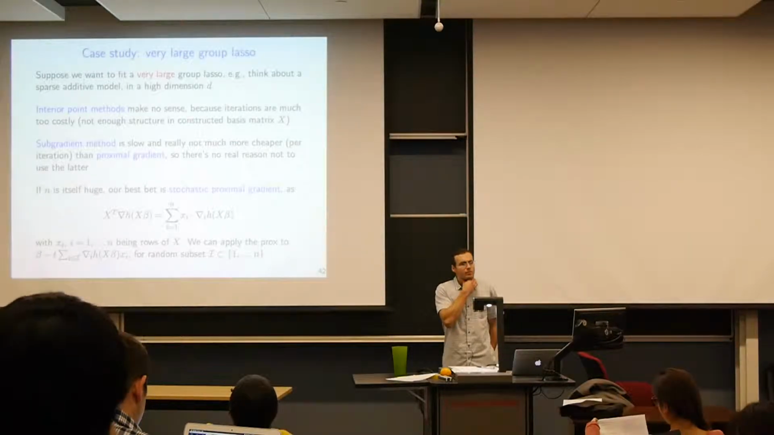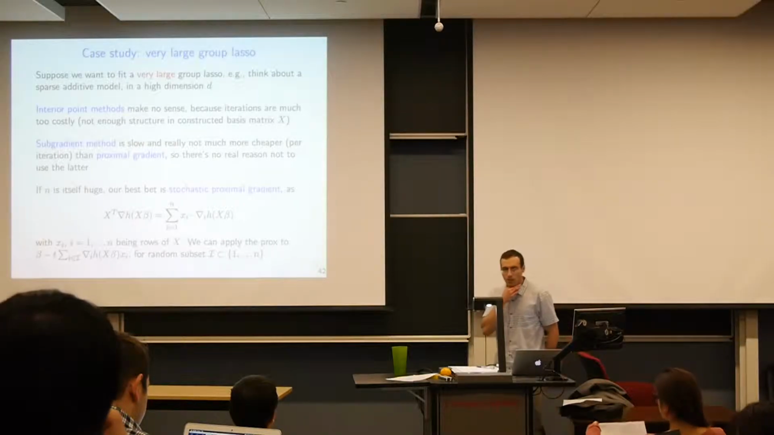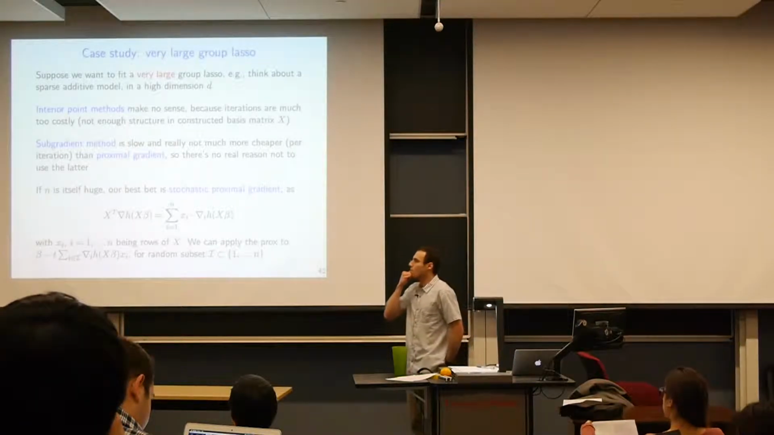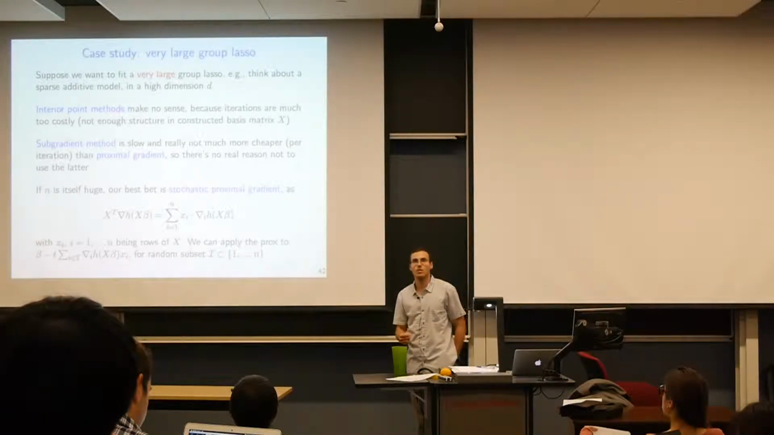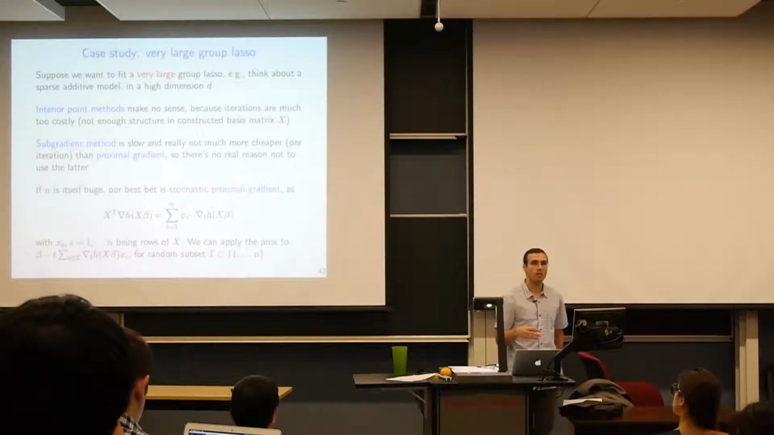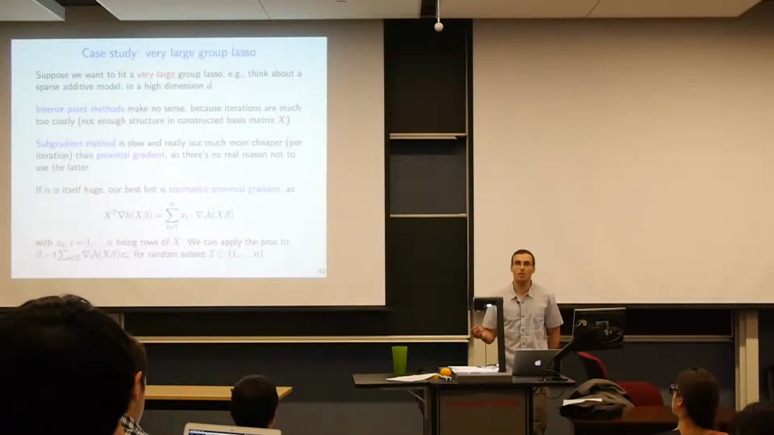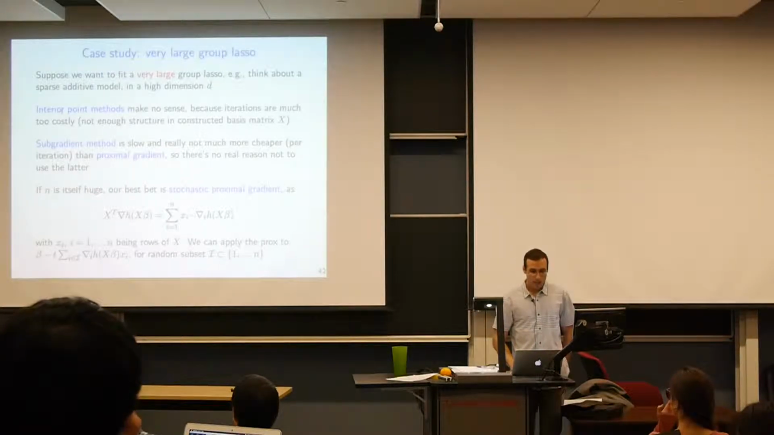So let's go through a few examples. Let's suppose we want to fit a very large group lasso. So a motivating example is a sparse additive model, the one we talked about, when D is very large. So I want to fit a sparse additive model to lots of data points in a very large dimension, like thousands. Interior point methods don't make any sense because the iterations are going to be far too costly.